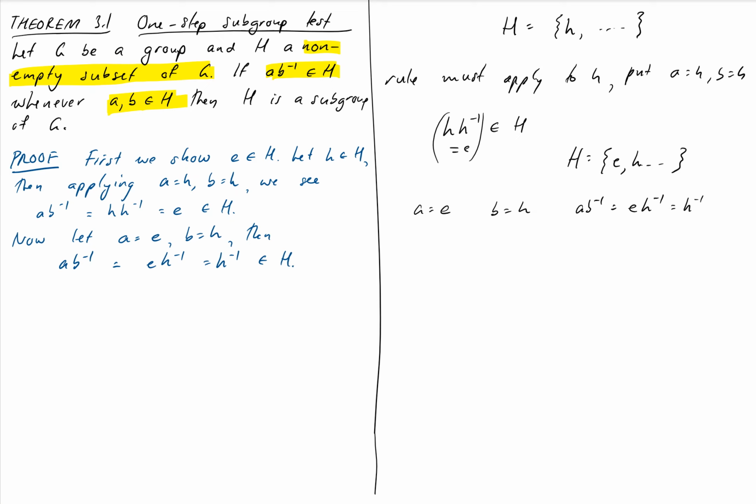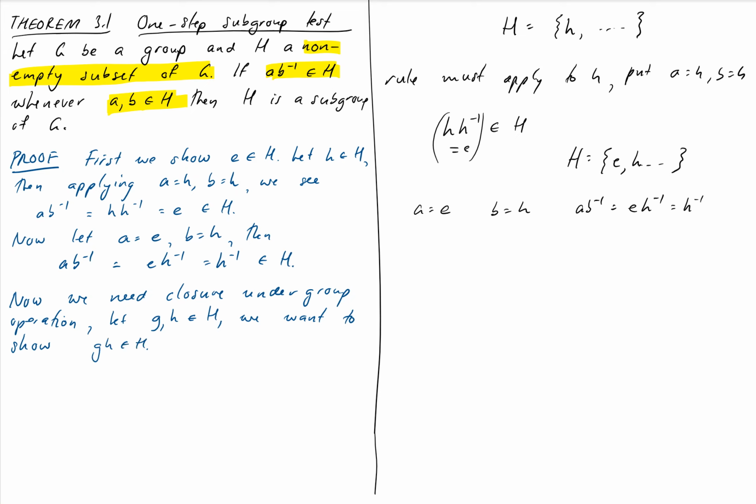We just need to now do closure under the group operation. So now we need to show closure under group operation. So we'll say let G and H be members of H. We want to show that GH is a member of H also. Again, we now know that if our set contains an H, then it also contains an H inverse.